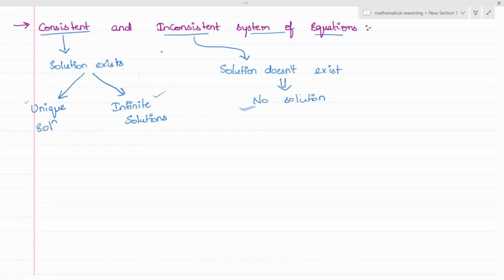So please remember this, because in questions these terms are going to be used and they frame the questions by using these terms.